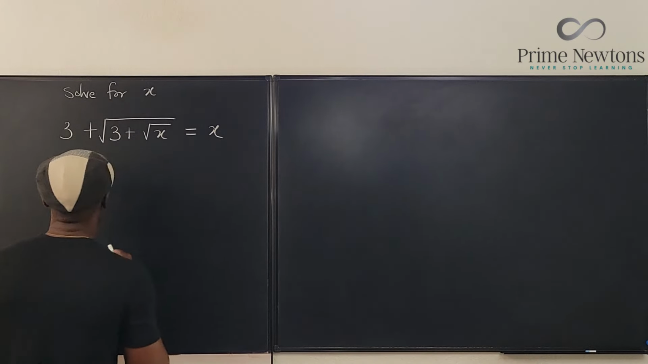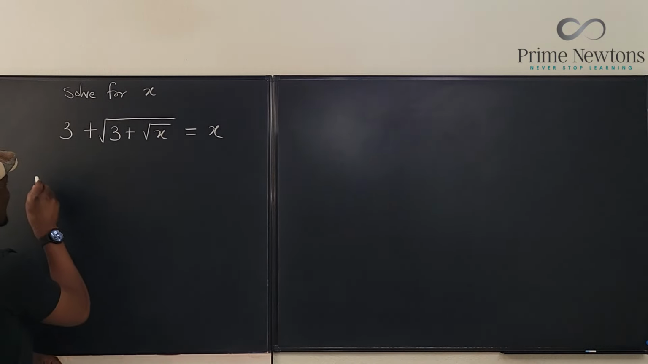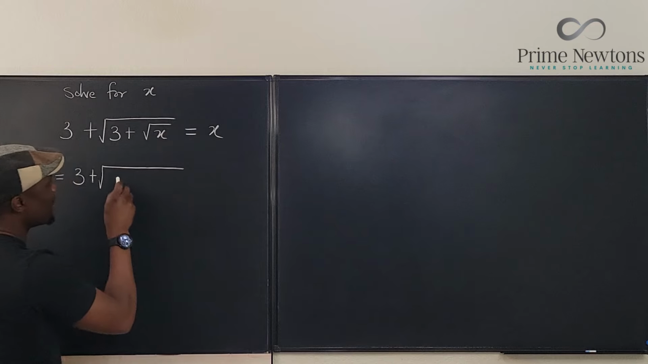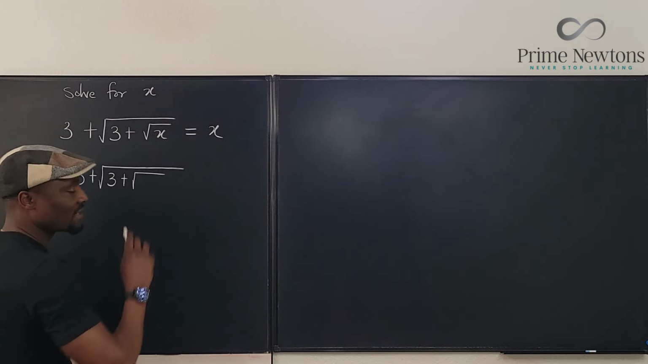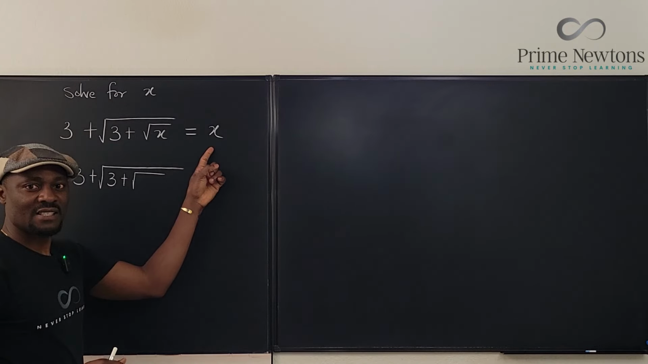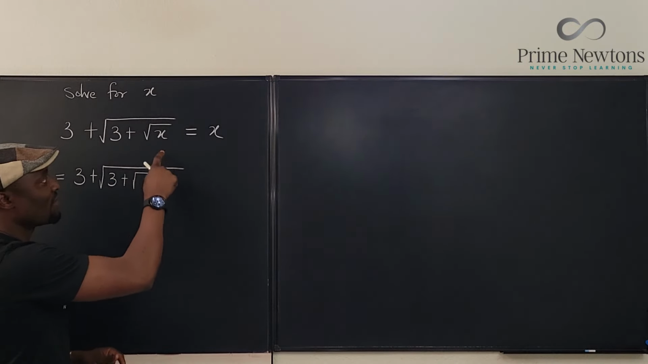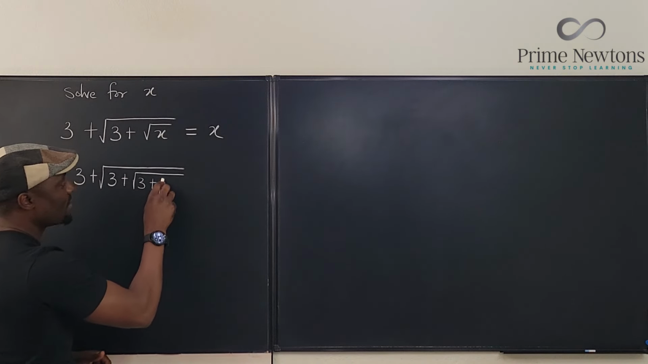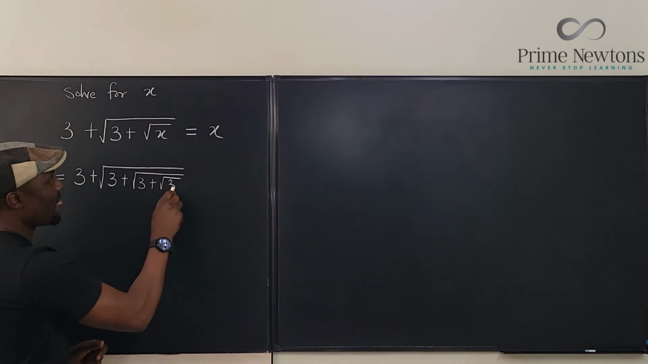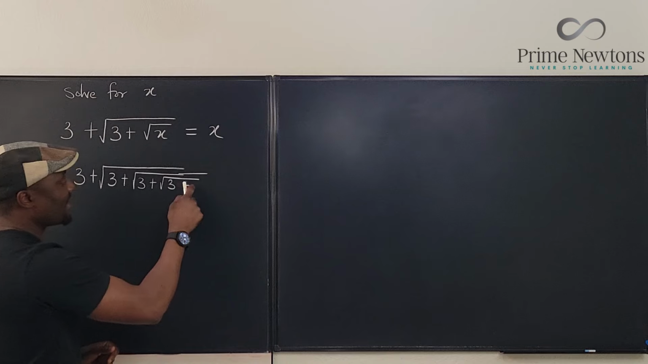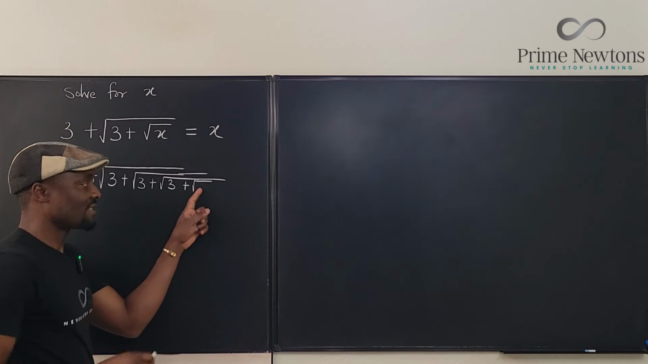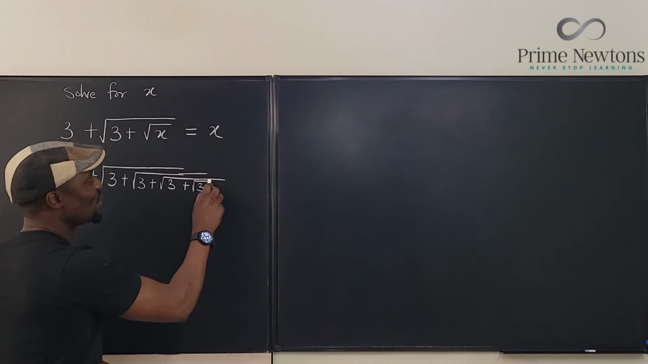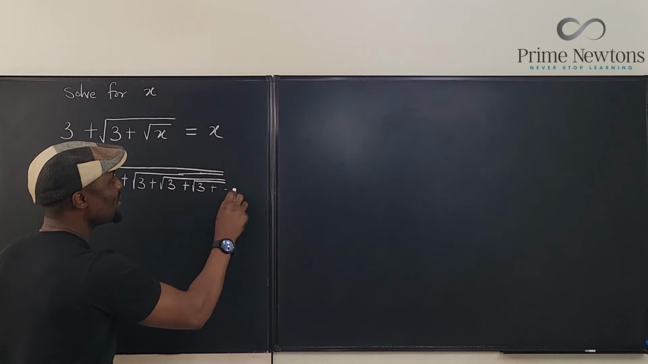But look at this. I'm going to write this to be the same thing as 3 plus the square root of 3 plus the square root of x, okay? But what did we say x is again? X is this. So instead of writing x, I'm going to write 3 plus the square root of 3 plus the square root of x. But what is x again? I go again and I write 3 plus. So you notice that this keeps going and it continues like that infinitely.